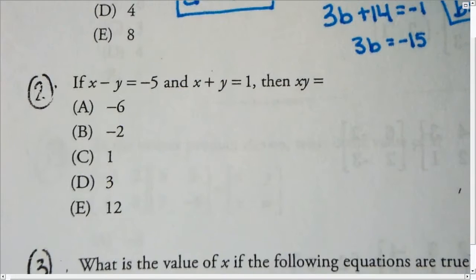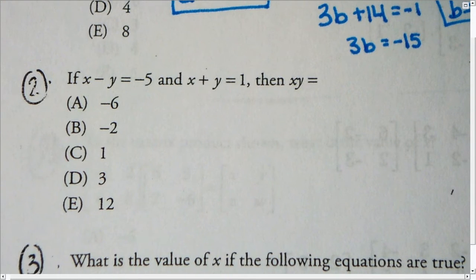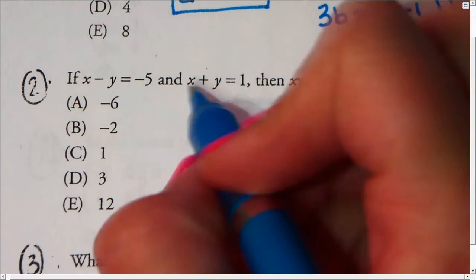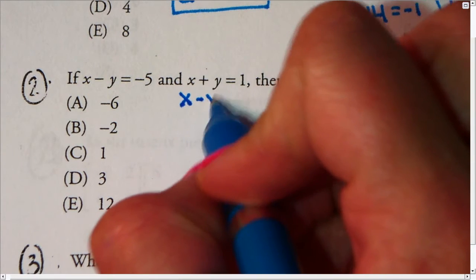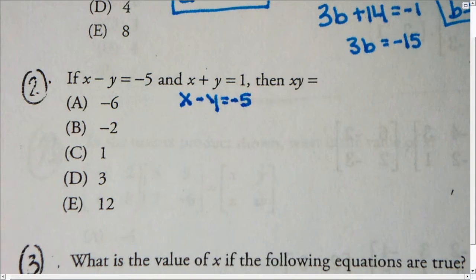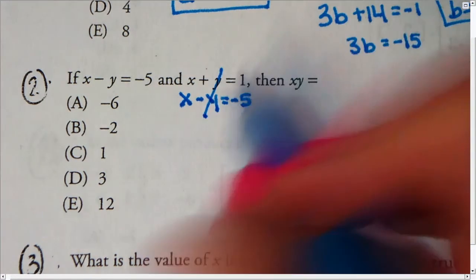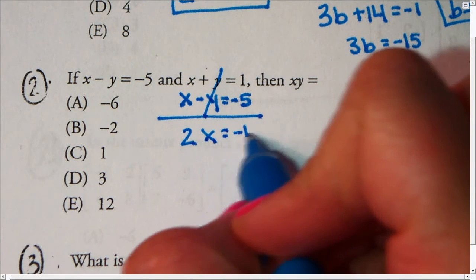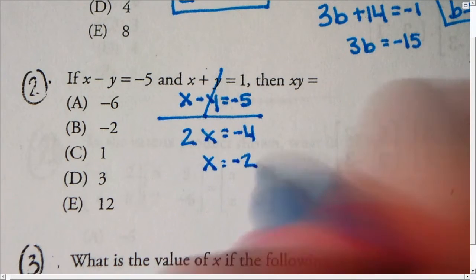Number 2. I would recommend doing elimination for this problem. You want to know what the value of x times y is. And remember, the most important thing when you're doing problems like this is to stack them on top of one another, so you can see elimination a little bit clearer. So right here, the y's will cancel. x plus x is 2x equals negative 4. So x is negative 2.